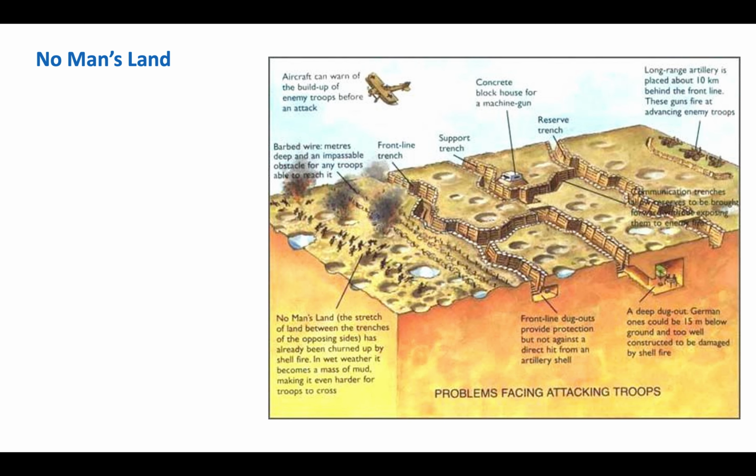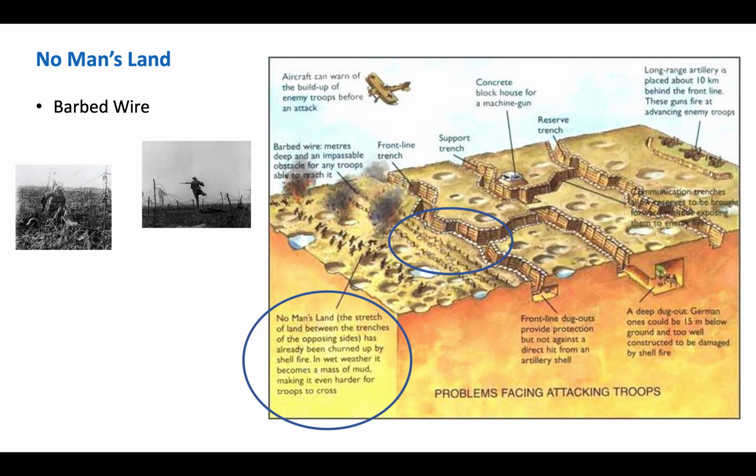Well, lots of reasons for that. One, it was very difficult to attack a trench. You had to go over the top of the trench and go through this area called no man's land. Now, no man's land was difficult to go through, firstly because it was covered in barbed wire, which you can see here, which made it very difficult to progress. And secondly, it was very, very muddy, which means soldiers couldn't really go very quickly through there.